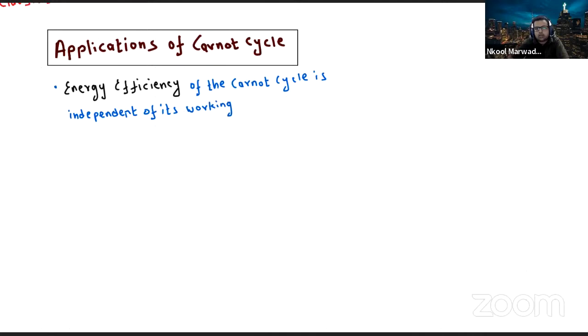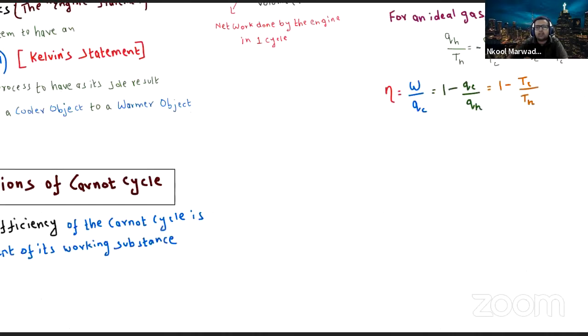Like in the Carnot cycle, whatever formula we derived for efficiency, nothing was mentioned about the material used, its conductivity or its heat capacity and all that. Efficiency depends only on the heat and the temperature. It is independent of the heat capacity, because heat capacity is something which depends on the material or the working substance which is used, the gas, because different gases will have different heat capacity.